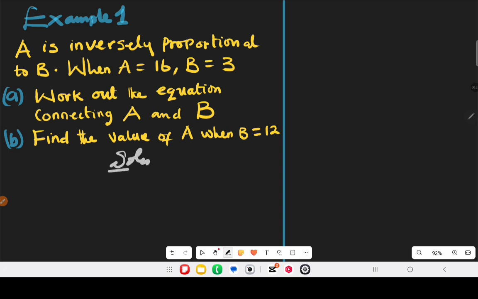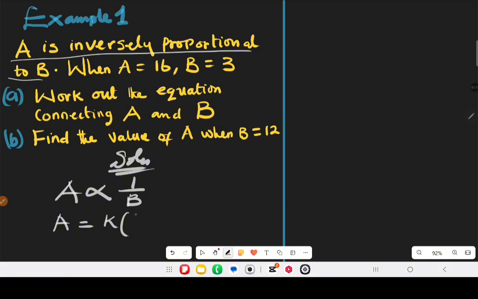Solution. Now what we do, we write the equation connecting A and B. First, we change this first line to a mathematical statement, which says A is inversely proportional to B. That is A is proportional to 1 over B. Now, as we remove the variation sign, we put an equal sign and introduce a constant, so A is equal to K into 1 over B. Then if we multiply across, we have A is equal to K all over B. We call this equation 1.